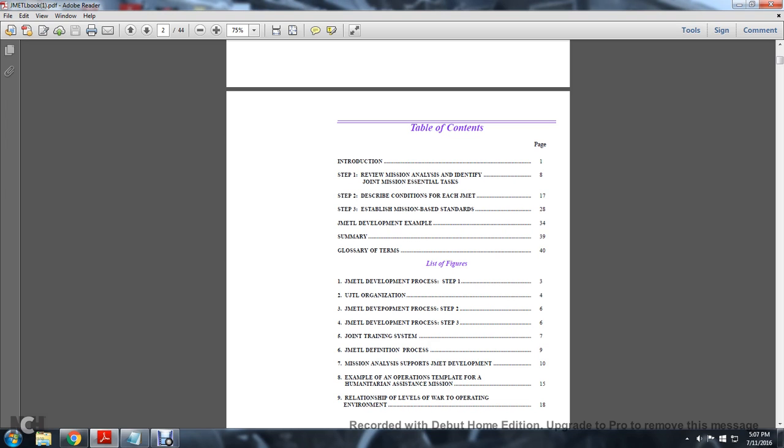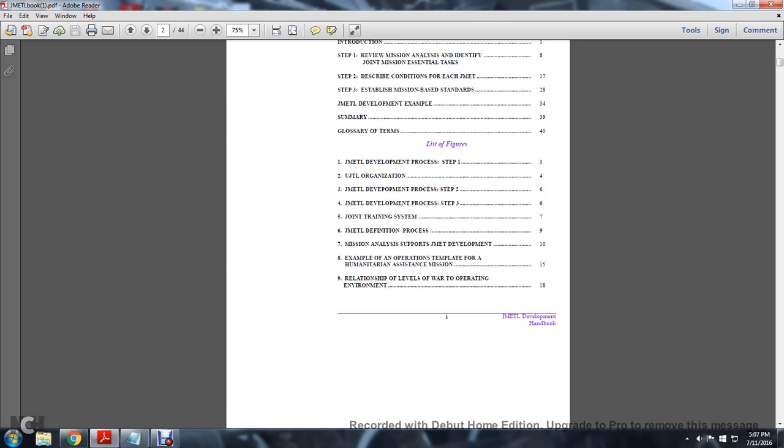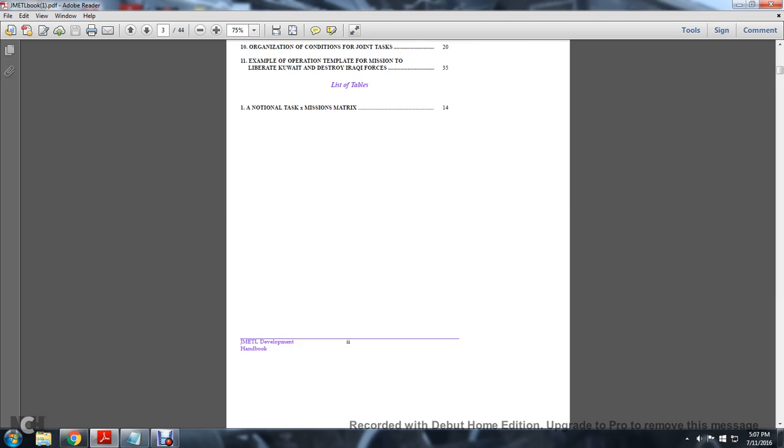Mission analysis support, JETMAT development, examples of operation template for a humanitarian assistance mission, relationships with level of war, operating environment. Also, list of figures, organization of conditions of joint tasks, and examples of operation template for the mission to liberate Kuwait, destroy Iraq forces. List of tables, notional task mission matrix, page 14.